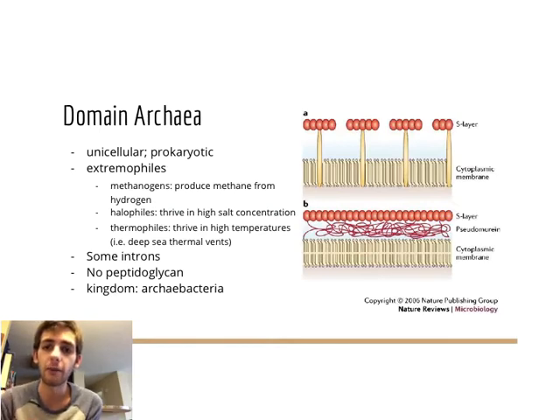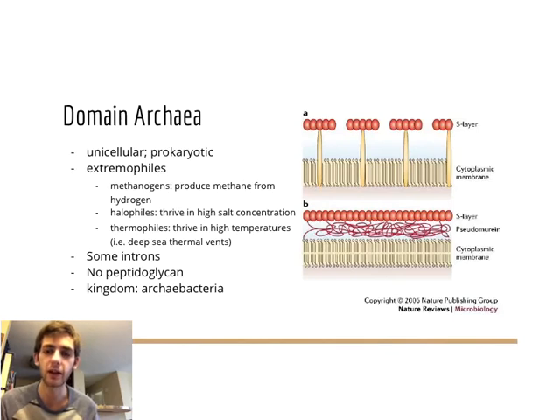Our second domain, domain archaea, these are going to be the ancient bacteria. These organisms are also going to be unicellular and prokaryotic, so no internal membranes, no membrane-bound organelles, very simple organisms. But what makes these guys actually different from bacteria is that we have extremophiles here, so organisms that can live in very extreme environments. We have methanogens, which can actually produce their own energy, and they do so by producing methane from hydrogen. Very interesting group of extremophiles.